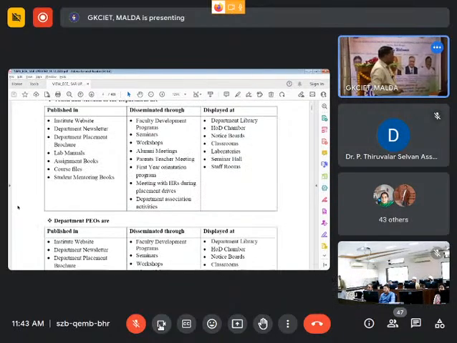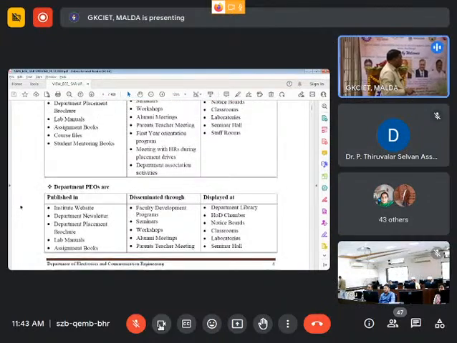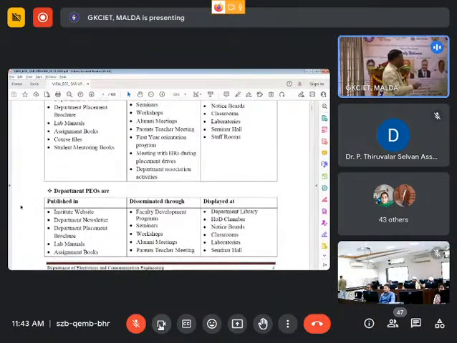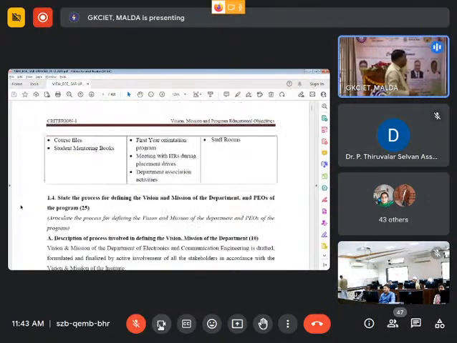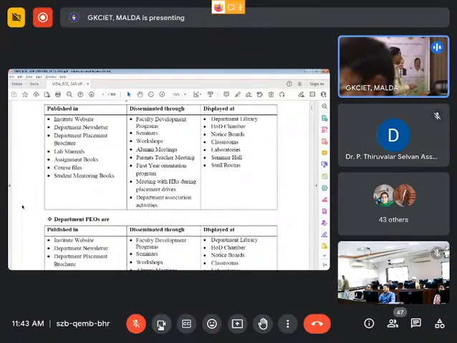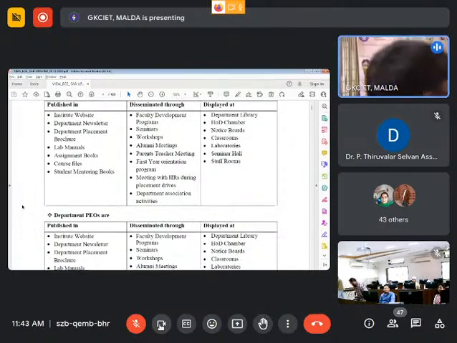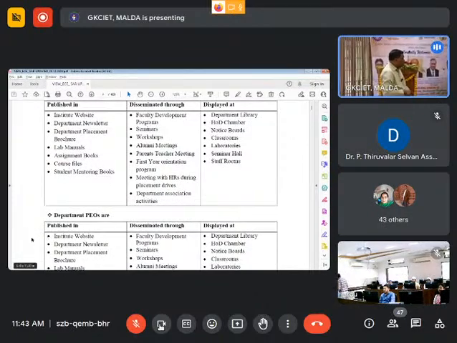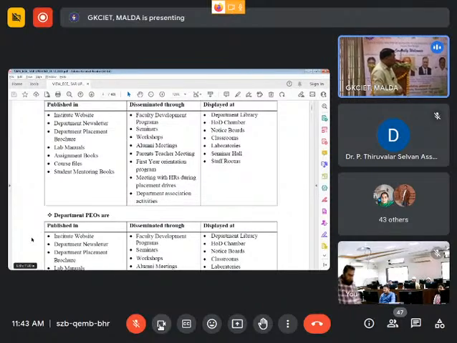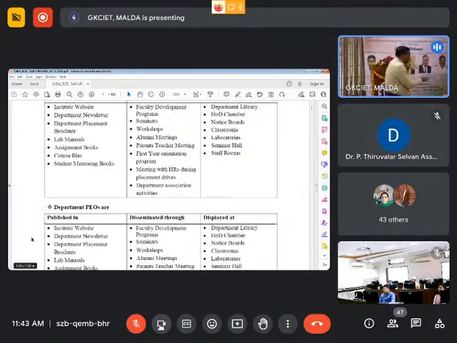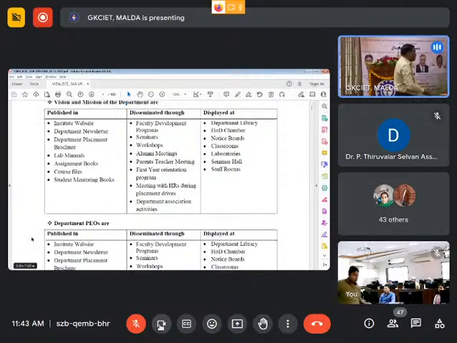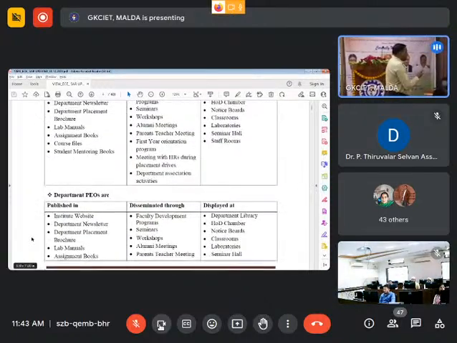Next, come down. When they are going for the PO displays, go up a little. When they are going for the POs displays, in tabular form they are claiming that they display that on the institute website, departmental newsletter, department placement voucher. Move a bit more up, it came down, it is not visible. No, it will go up. Slide upward. Yeah.